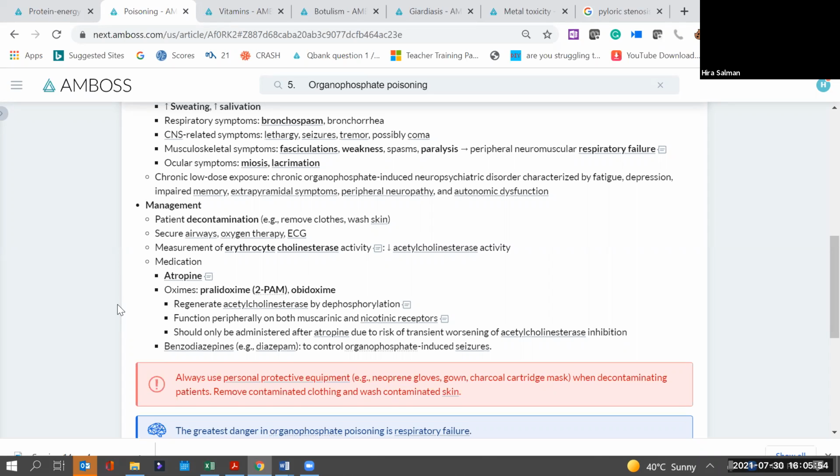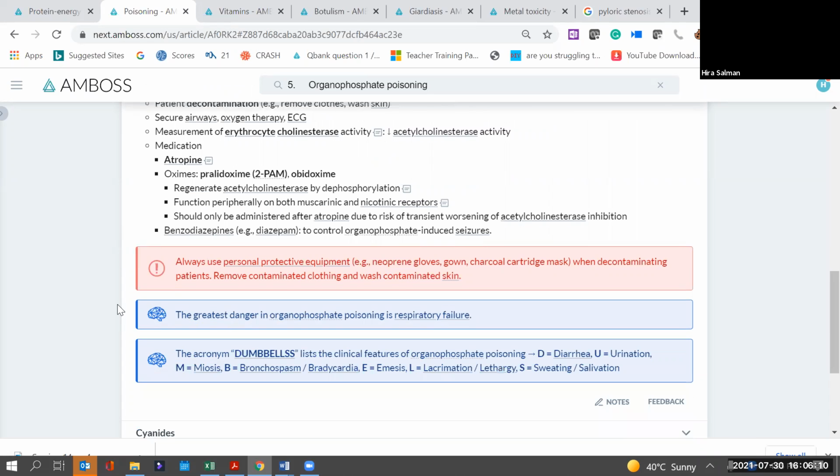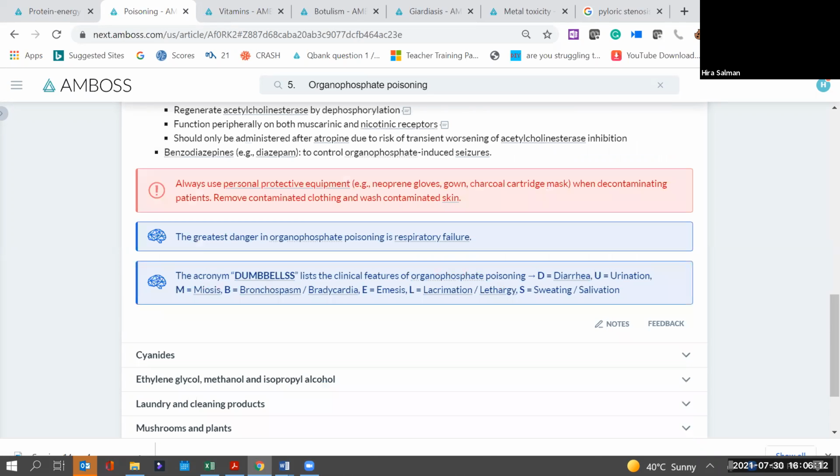Then benzodiazepines, of course, if the patient is presenting with seizures or tremors or paralysis, you can give them benzodiazepine. That's for symptomatic control. But the most important drug which you are going to memorize here is atropine. Atropine, which is going to directly antagonize the effect of acetylcholine. So let's have a look at the question.